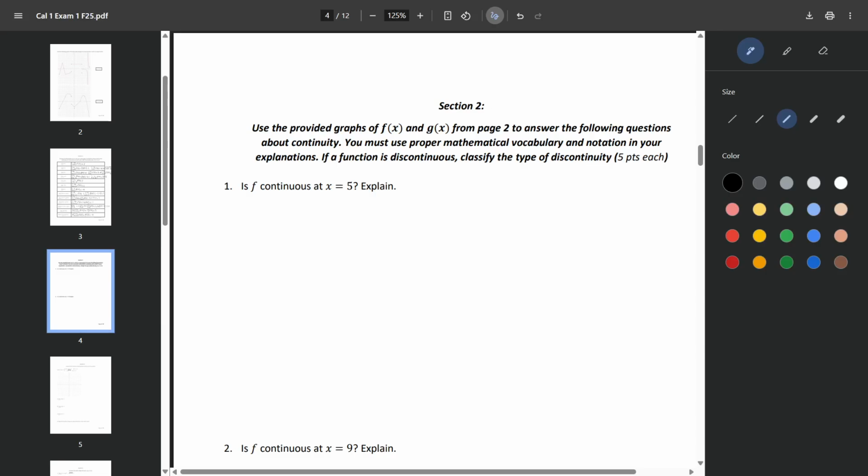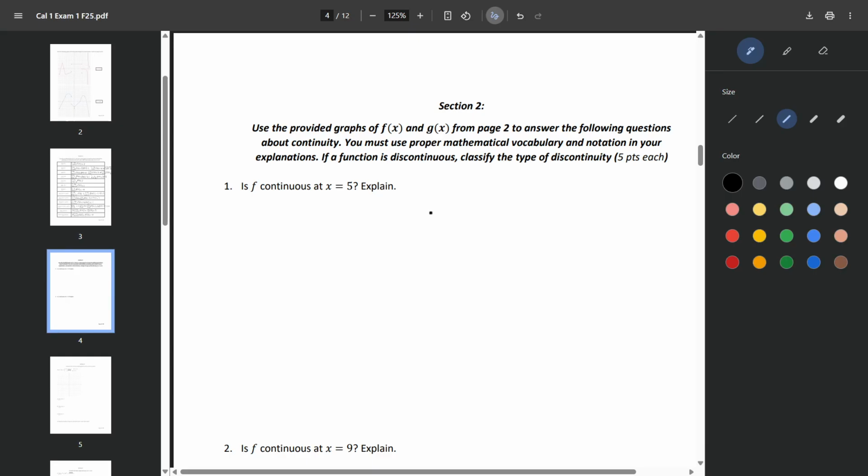Alright, this is a video for Exam 1, page 4, section 2, and we'll get started right now. Use the provided graphs of f of x and g of x from page 2 to answer the following questions about continuity. You must use proper mathematical vocabulary and notation in your explanations. If a function is discontinuous, classify the type of discontinuity.